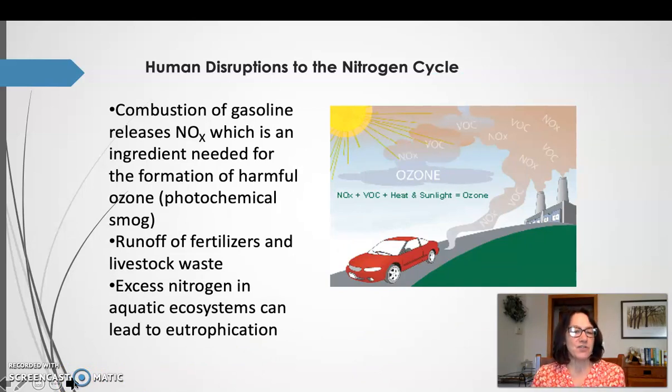In terms of disruptions to the nitrogen cycle, this is just a super good example of spiraling. We're going to look at how nitrogen-containing minerals in fossil fuels are released as nitrogen oxide gases when I burn them. When I apply nitrogen-based fertilizer or livestock waste to an agricultural field, I am altering how that nitrogen moves through the nitrogen cycle. I'm accumulating it all in one area. That excess nitrogen or phosphorus could run off and enter an aquatic ecosystem and lead to eutrophication.